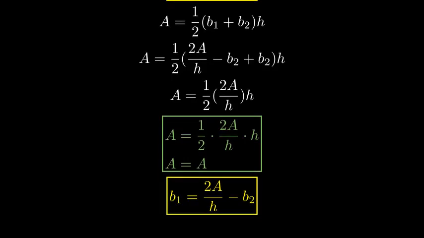Therefore, we have successfully solved for b1. Our final answer is b1 equals 2a over h minus b2.